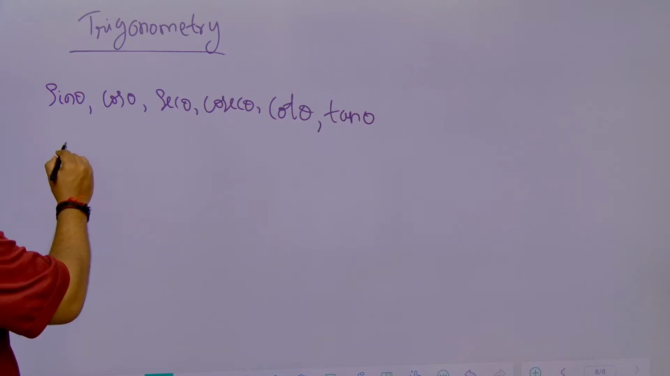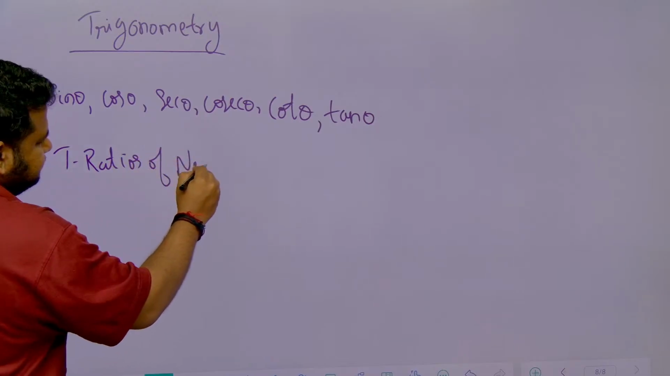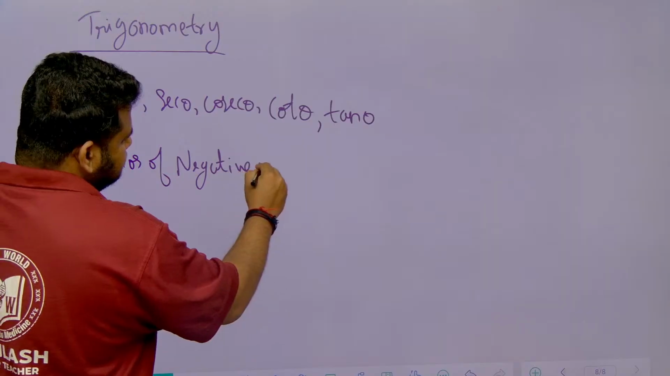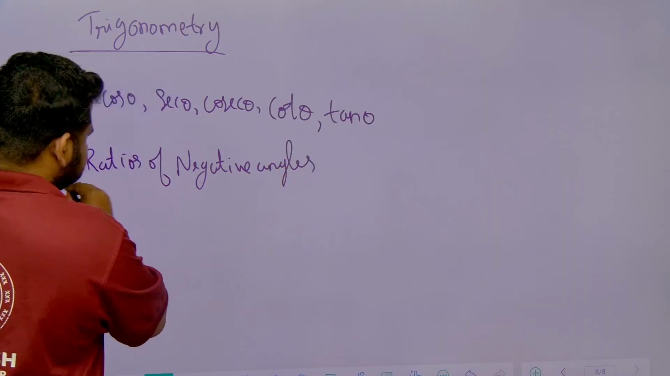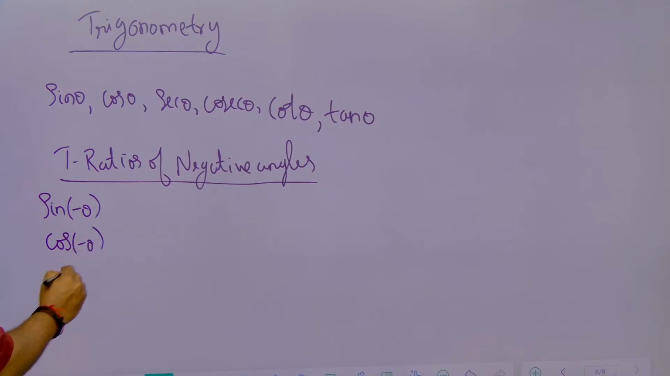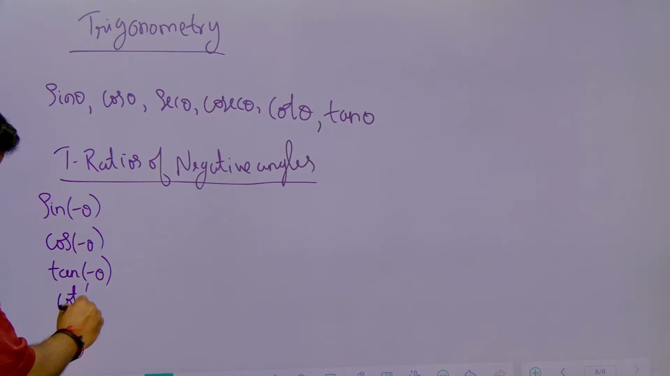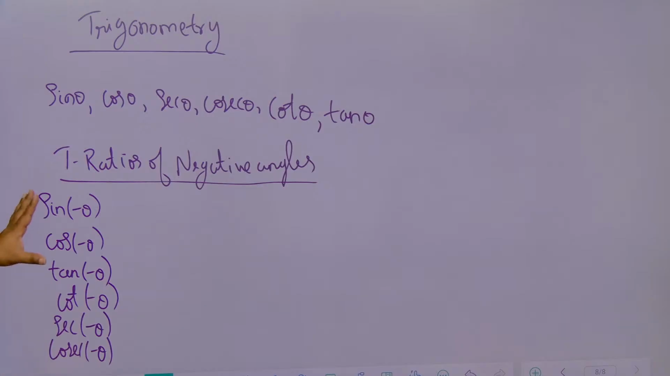Trigonometric ratios of negative angles. That means what? If it is sin of minus theta, what will happen? If it is cos of minus theta, what will happen? If it is tan of minus theta, what will happen? If it is cot of minus theta, what will happen? If it is secant of minus theta, what is the value you will get? If it is cosecant of minus theta, what will happen? It is important to know. But no need to get scared or panic looking at these many formulas.